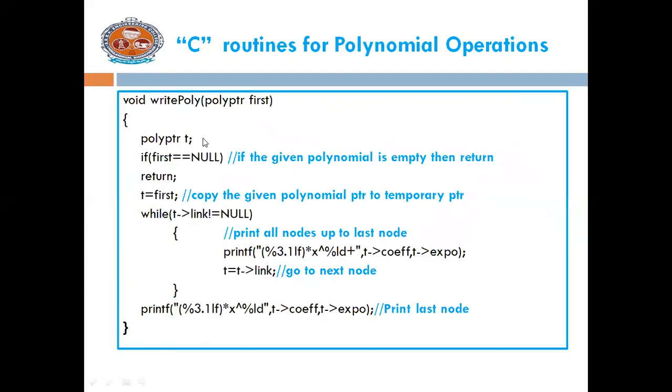The next routine, write poly, is used to display the given polynomial on the screen. Write poly takes the polynomial starting pointer as the input. If it is null, that means the given polynomial is empty, there is no need to print, so return. Otherwise, copy the given polynomial pointer to a temporary pointer. By using this temporary pointer, we can traverse each and every node in the given polynomial. By using this print statement, we can print all the nodes up to the last node, and by using the last print statement, we print the last node. This is how the polynomial is displayed on the screen.